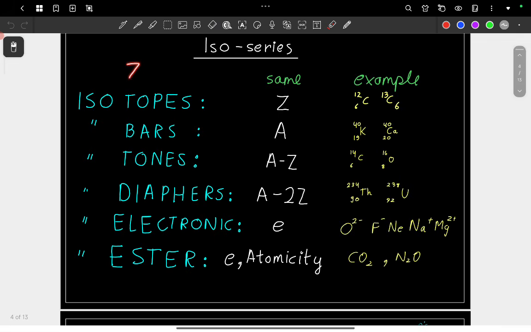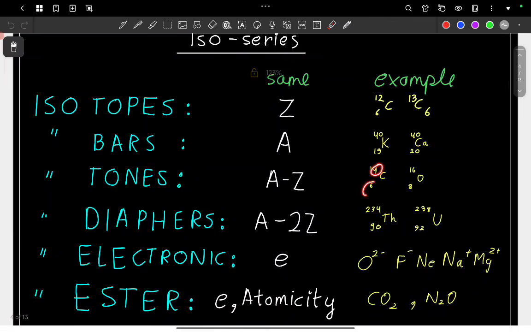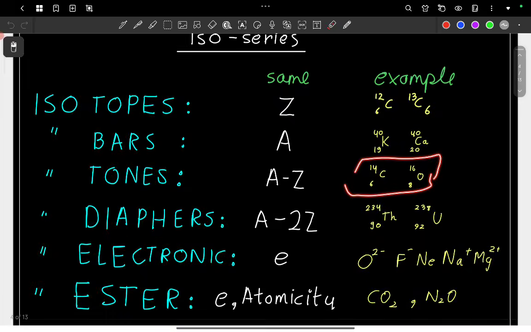See, the Z is nothing but the number of protons because it is the atomic number. And since electron mass is negligible compared to internuclear particles, we can say that the mass number is nothing but the sum of neutrons and protons. So if we do A minus Z, we get the number of neutrons. So here we see 14 minus 6 is 8, 16 minus 8 is 8. Hence these two are isotones and have the same number of neutrons.